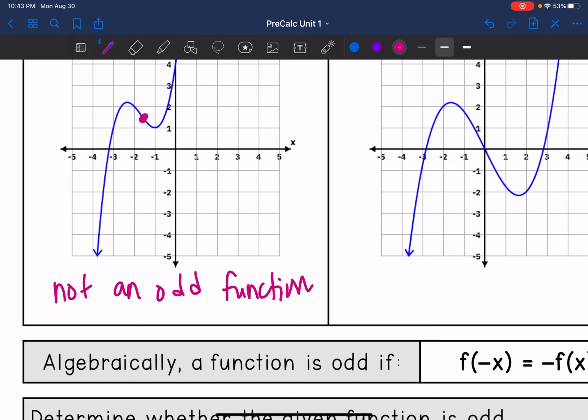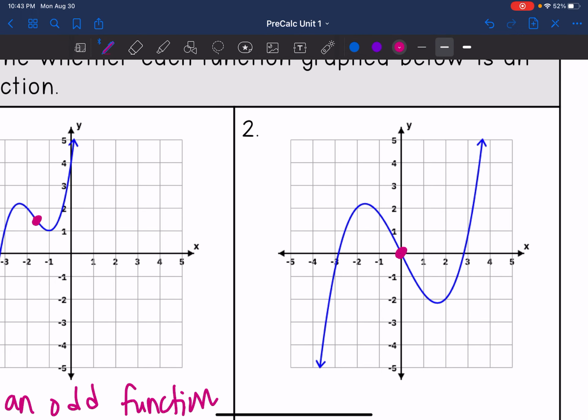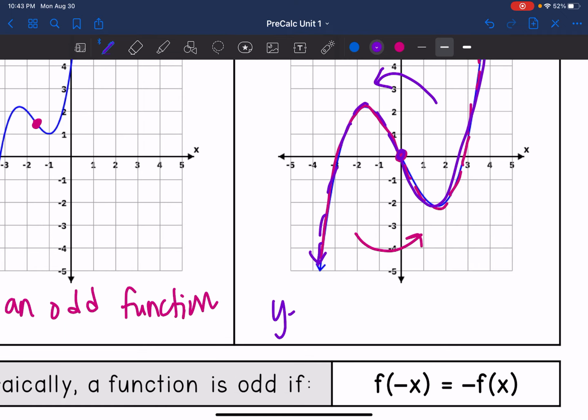Okay, so what about the one next to it? So I'm sure you guys can guess. So this time, sure enough, it's going through the origin. Now think, if I were to get this piece and kind of just spin it around, it would land exactly on this piece here. And then if I were to take this piece and spin that around, it would land exactly here. So basically, if I were to spin this around the origin exactly 180 degrees, it would look exactly the same. So this, yes, is an odd function.